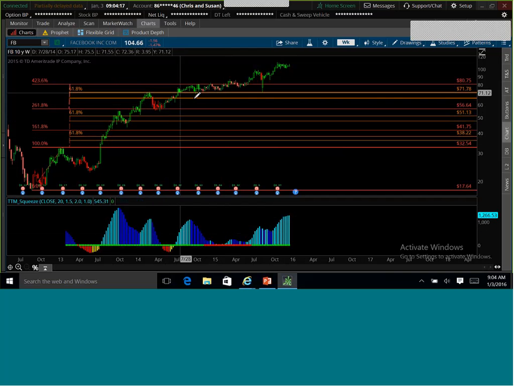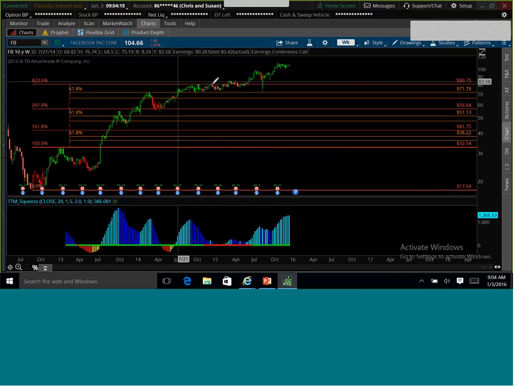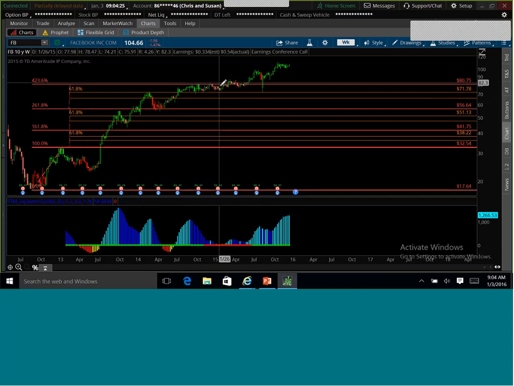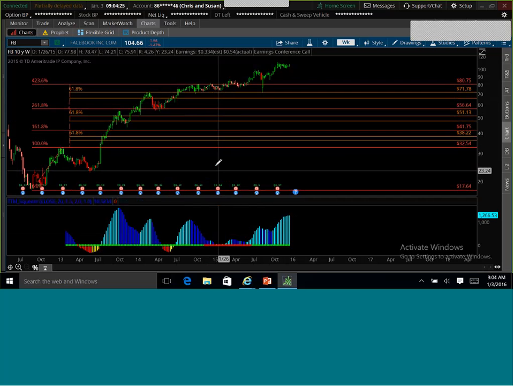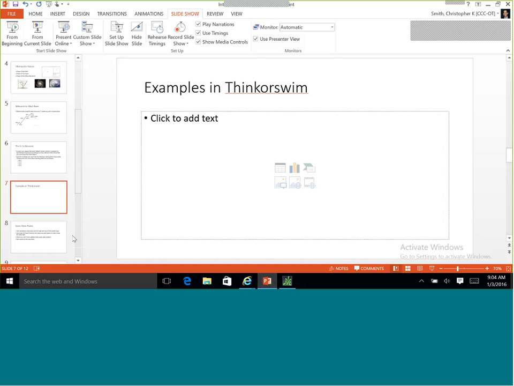The other thing you'll notice is that price eventually gets to this 423 level, and something happens. The lines don't work anymore. They need to be reinterpreted. We'll talk about that in a moment. So let's go back and look at some of the finer points here.